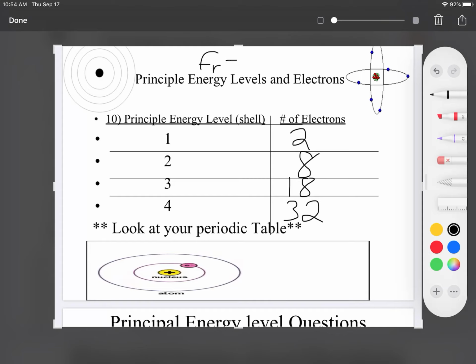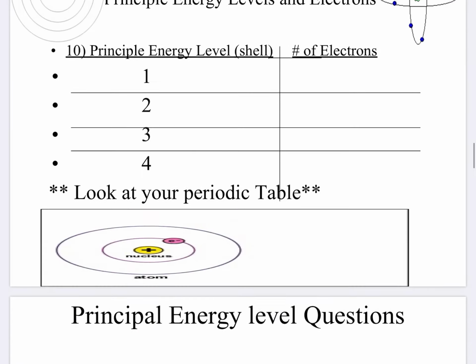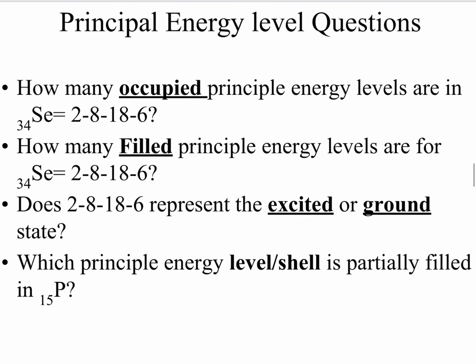So again, guys, simply go to the periodic table. Remember, you need to fill this in so you know it's 2-8, which is not there on the periodic table. You need to add that in. 2-8-18-32. So it tells you how many in each level or shell. Okay, let's move on. That's the maximum each one can hold, all right? Here we go. Principal energy level questions over here.